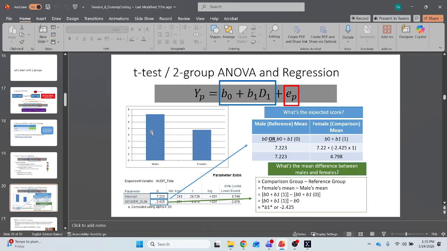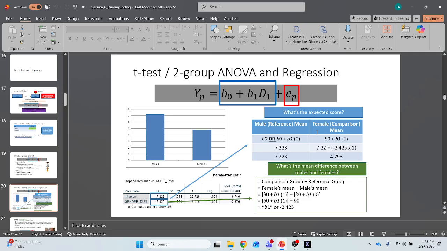Yep. There's a B2. We're getting there. A step at a time. Yeah, we will go through this again. Okay, but you get the idea of the difference, right? You get the idea of the difference. So comparison group minus the reference group. Females mean versus males mean.